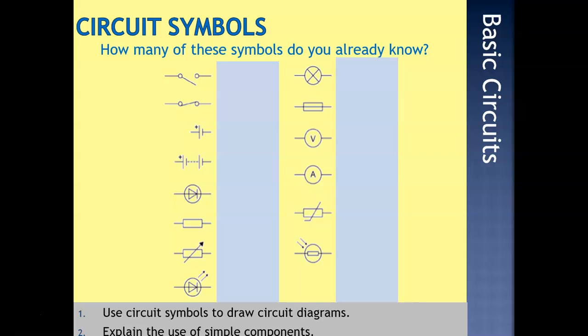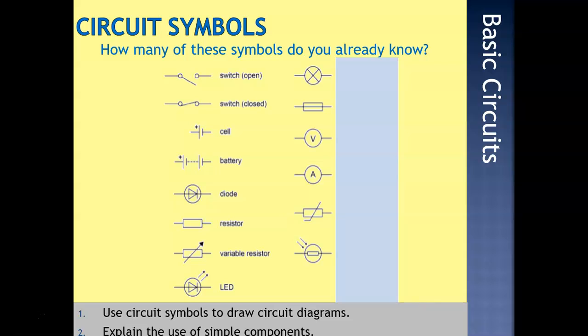Okay, so for the first column, at the top we have an open switch, then a closed switch. Straight line with the short line next to it is a cell. A few cells together is referred to as a battery. Fifth one down with the triangle is referred to as a diode. That only allows electricity to go in one direction. We then have a resistor. That's a fixed resistor that resists the flow of electricity through it.